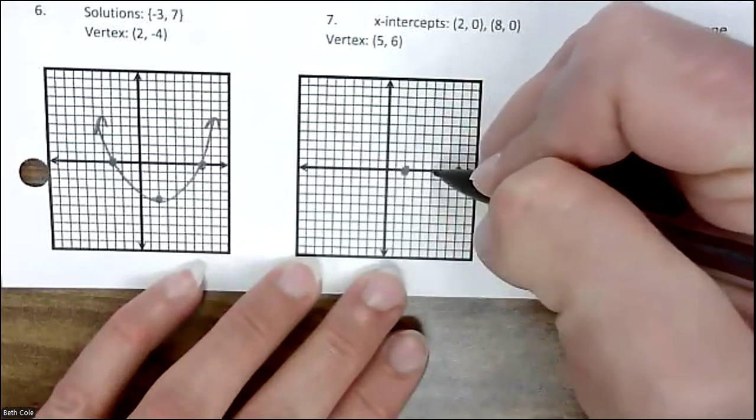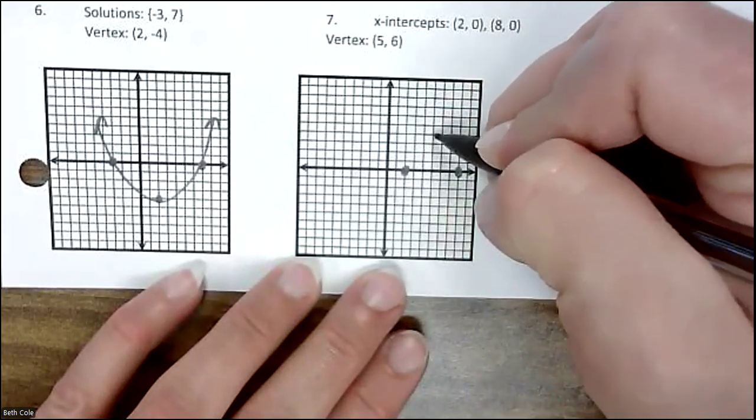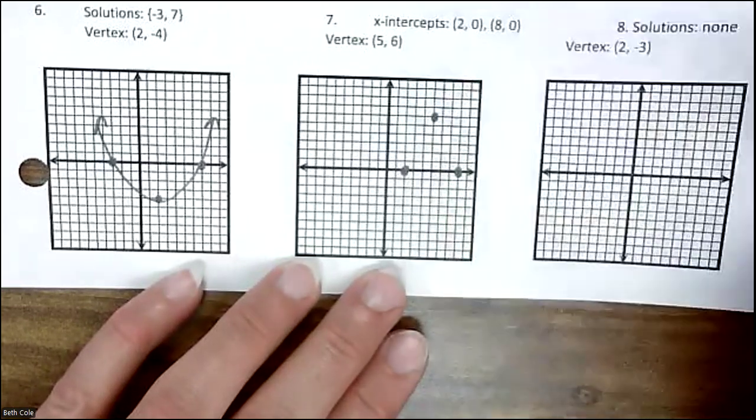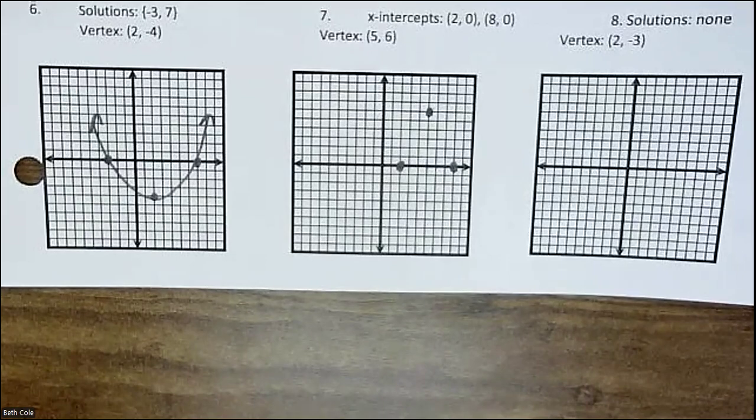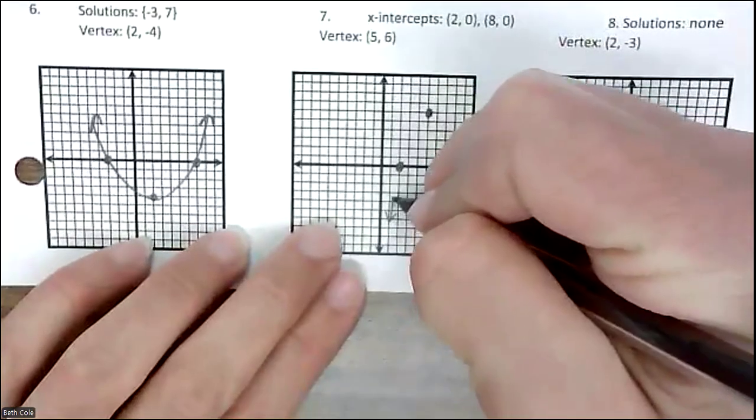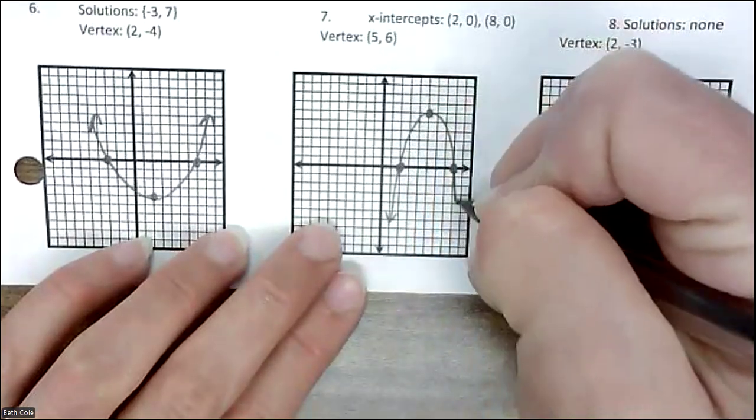1, 2, 3, 4, 5. 1, 2, 3, 4, 5, 6. So 5, 6 is right there. Now, when you connect these, which direction is it facing? Down, good. It's a U shape facing downwards.